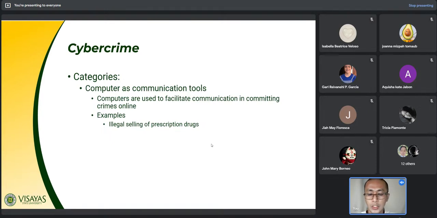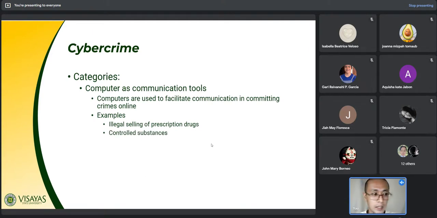Because usually, class, these drugs require a prescription. When I say prescription, class, it's a simple note on paper that they give you, or in Bisaya, we call that a resita. If you don't have a resita from the doctor, then you cannot buy this drug. It is not allowed to sell prescription drugs without a prescription from a doctor. If you notice, class, when you buy drugs at a drugstore, they will not give it unless you have a prescription from the doctor, because it's illegal to sell these prescription drugs without a prescription coming from the doctor. So when you sell this online, that's illegal.